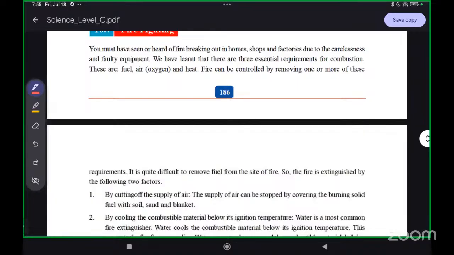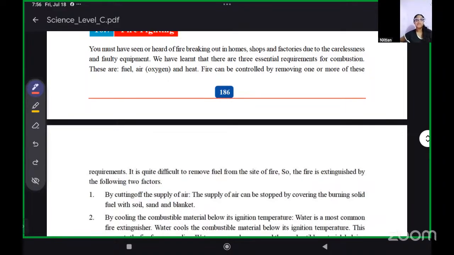It is quite difficult to remove fuel from the site of fire, so the fire is extinguished by the following two factors. Now, combustion takes place by three things. Three conditions are necessary for combustion: fuel, fire, and oxygen, right? When fire takes place and we have to extinguish it, we have to take out any of these components from the equation to stop the fire.